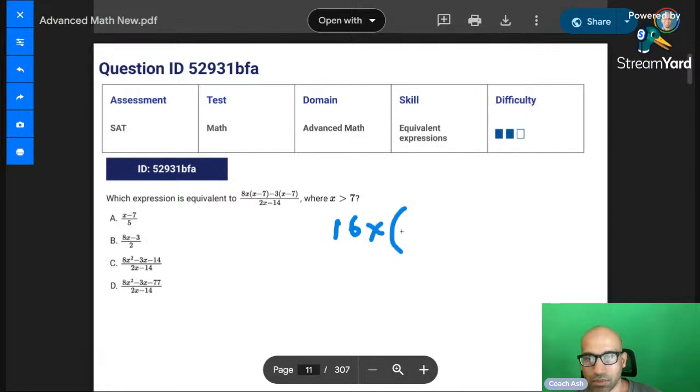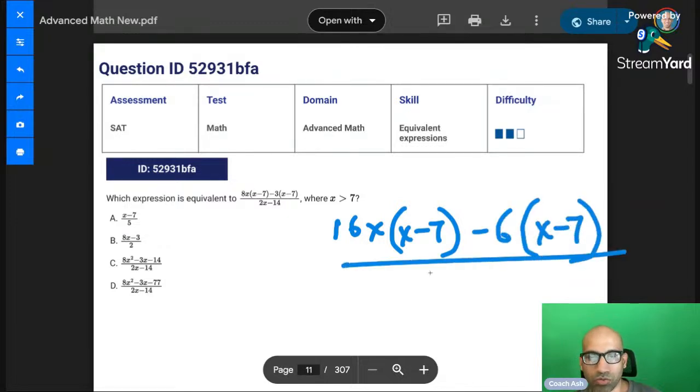16x times x minus 7 minus 6 times x minus 7 over 4x minus 28. So what do you do? You're going to do the same thing. You make x equal to 0.